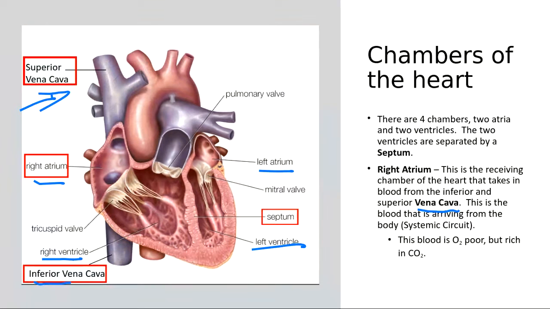All right, so you have the right atrium, which takes in oxygen-poor blood. This is the blood that's returning to the heart after it's passed on its oxygen, and it's ready now to make its way into the lungs. So this blood is oxygen poor but carbon dioxide rich.